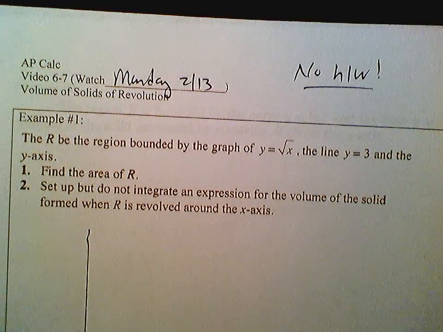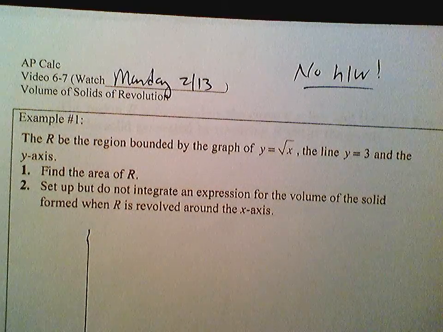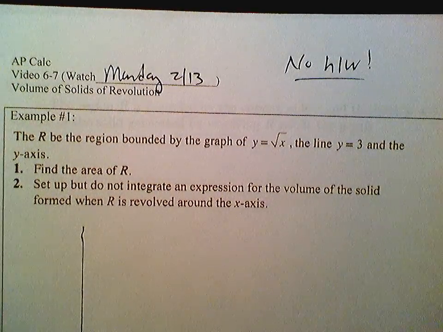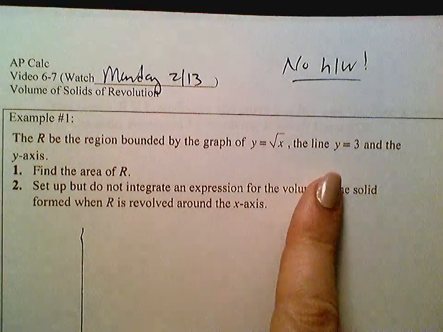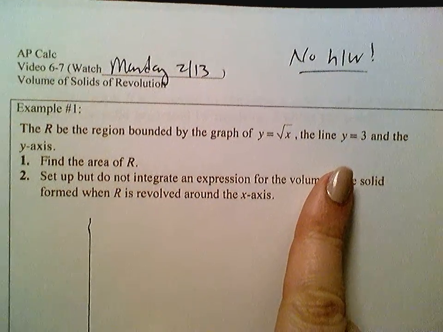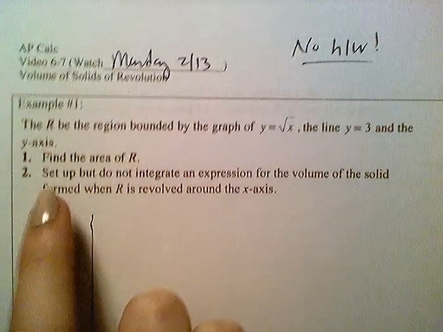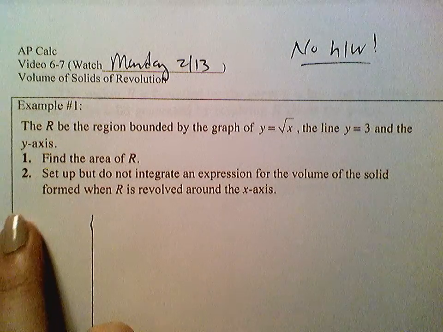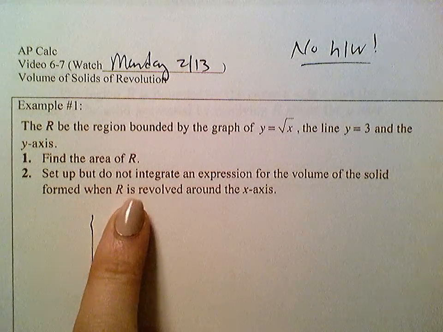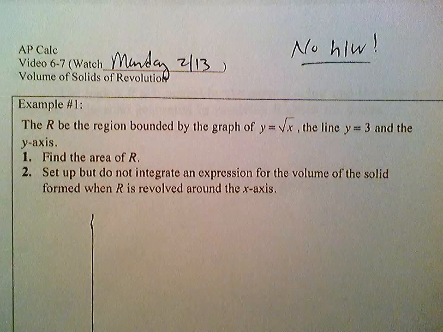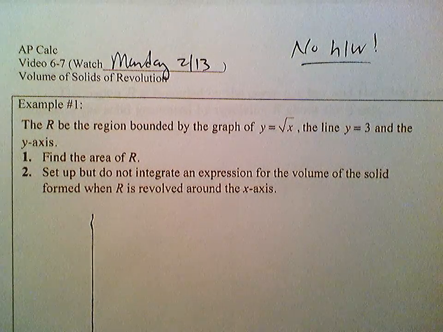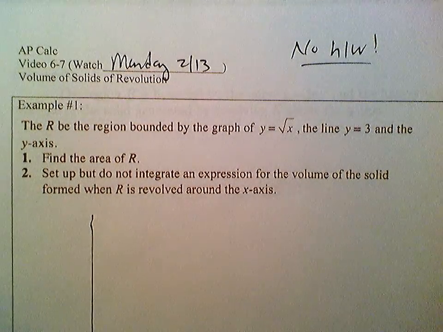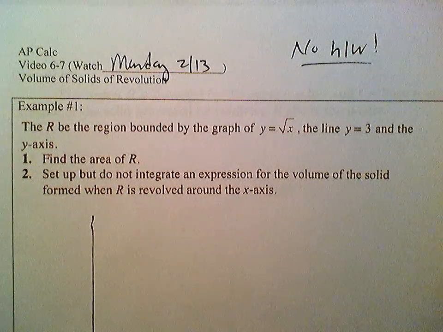And here's an example. Let R be the region bounded by the graph of y equals radical x, the line y equals 3, and the y-axis. So first we'll draw that region, then we'll find the area of the region, and then we will set up but not integrate an expression for the volume of the solid formed when R is revolved around the x-axis. So we'll just set up the integral, but we won't actually find a value for it.